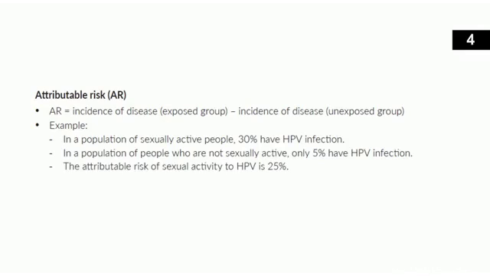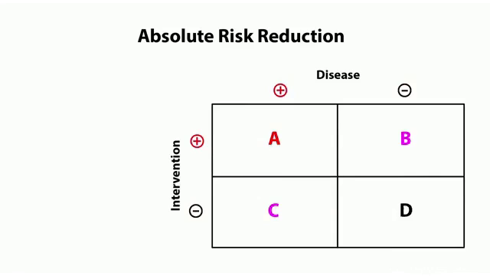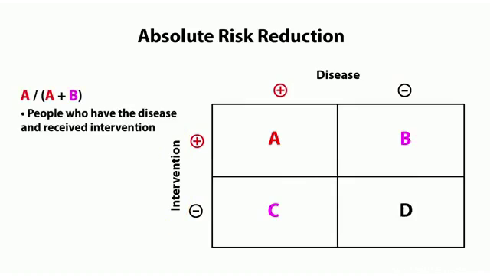This is an example of how you would have to calculate attributable risk on Step 1. It's not difficult as long as you know the concepts and remember the equations. Now, let's take a second to talk about absolute risk reduction. The absolute risk reduction equation looks a lot like the equation for attributable risk, but instead of looking at how much a risk factor increases the risk of disease, we're looking at how much a beneficial intervention will decrease the risk of disease. In other words, A over A plus B becomes the proportion of people who have the disease from amongst all the people who receive the intervention, like a study drug.